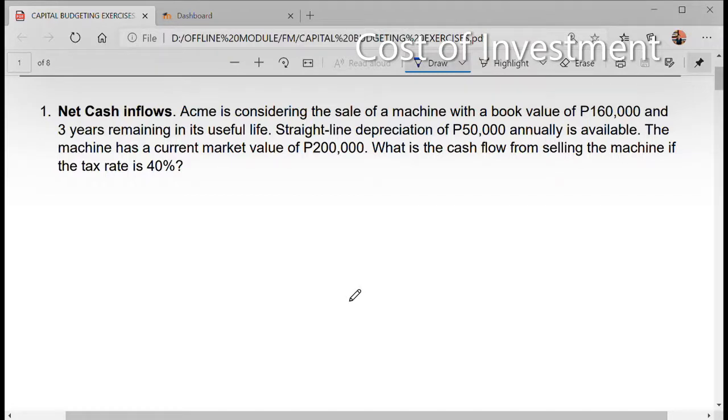Okay, so first you have your proceeds. Your proceeds refers to the amount that you're going to receive when you sell the asset. So here the proceeds would be 200,000. Where can we get that amount? That is our current market value.